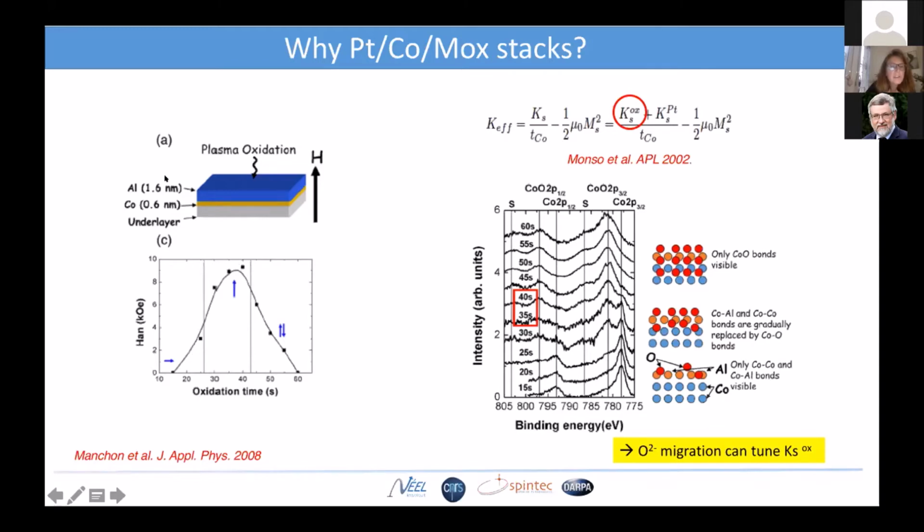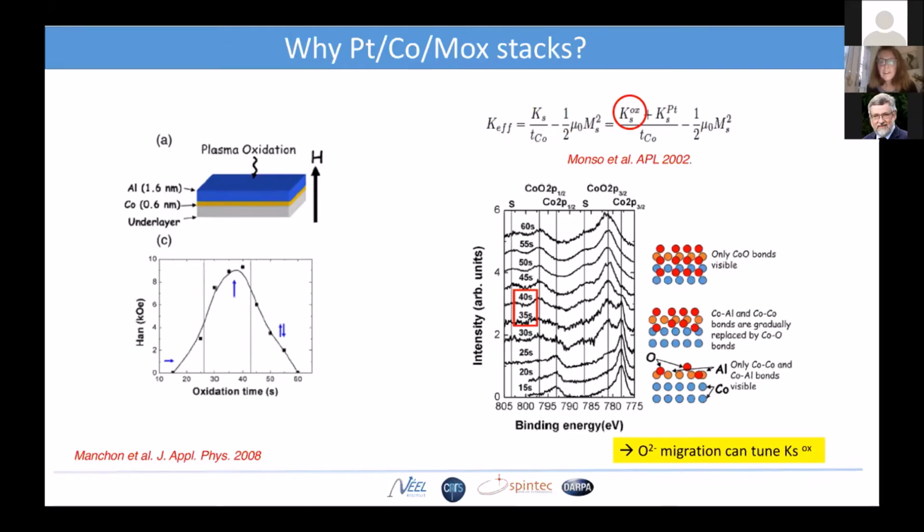For example, here in the case of platinum cobalt alumina with 0.6 nanometers of cobalt, if the aluminum is not oxidized, the magnetization lies in the plane. When the aluminum is oxidized, you can see that the anisotropy was found to increase. The magnetization turns out of plane, it reaches a maximum anisotropy for some oxidation rate, after which the anisotropy decreases and it reaches either an in-plane orientation or a demagnetized state.